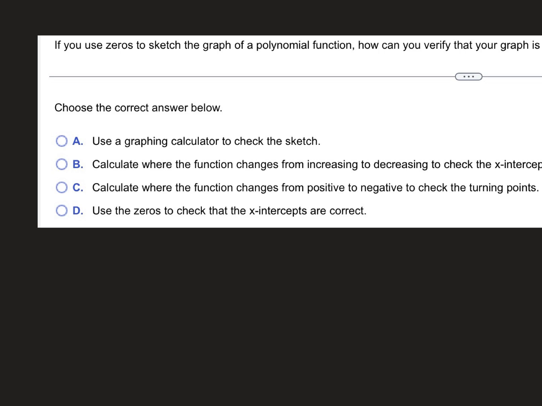Okay, if you use zeros to sketch the graph of a polynomial function, how can you verify that your graph is correct? Let's see, what are our options? Use a graphing calculator to check the sketch. Sounds like a great plan. Calculate where the function changes from increasing to decreasing. Calculate where the function changes from positive to negative at the turning points. Use the zeros to check that the x-intercepts are correct. Well, if I'm using the zeros to sketch, it doesn't make sense to use these. I'm going to go with A because, heck yeah, that's how I would verify. Use my graphing calculator and check the sketch.